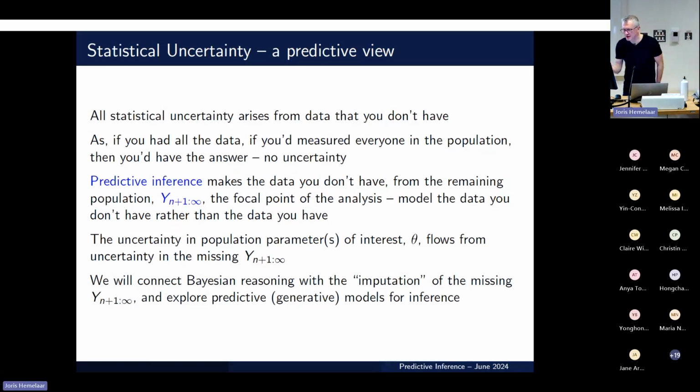And what we're going to show is that inherently, this is what Bayesian inference is doing. When you're doing Bayesian inference and presenting a posterior distribution, inherent to that is a predictive statement about the population that you didn't see. So for uncertainty in population parameters, all the uncertainty flows from the missing data. Because if you had the missing data, there'd be no uncertainty, you'd know the answer. And we're going to connect this to this rather trivial statement, formalize it, and show that it can lead to new ways of thinking about Bayesian inference.